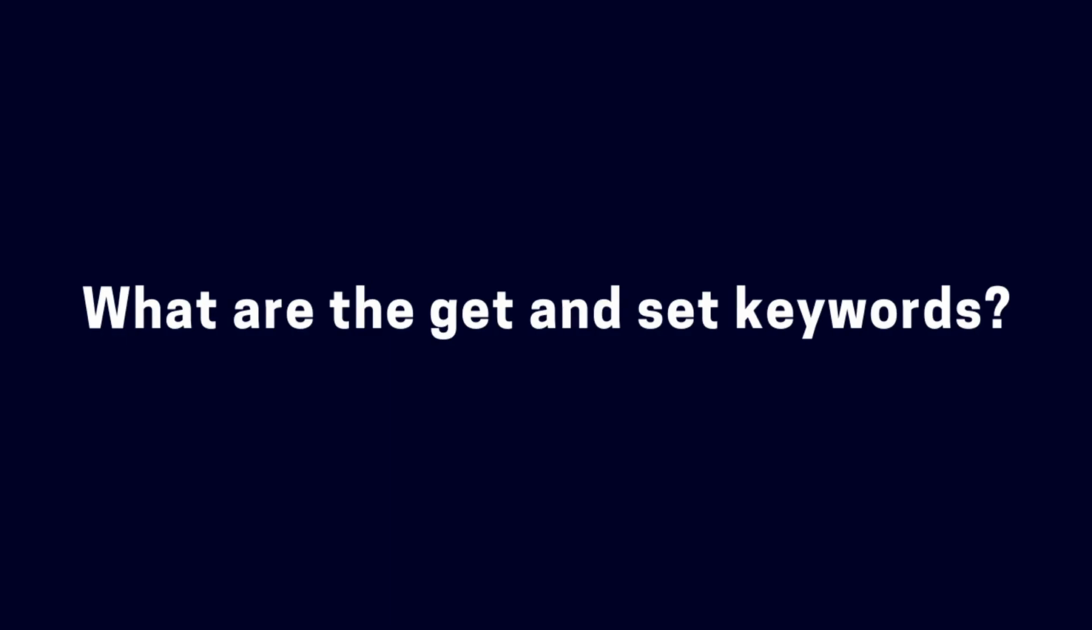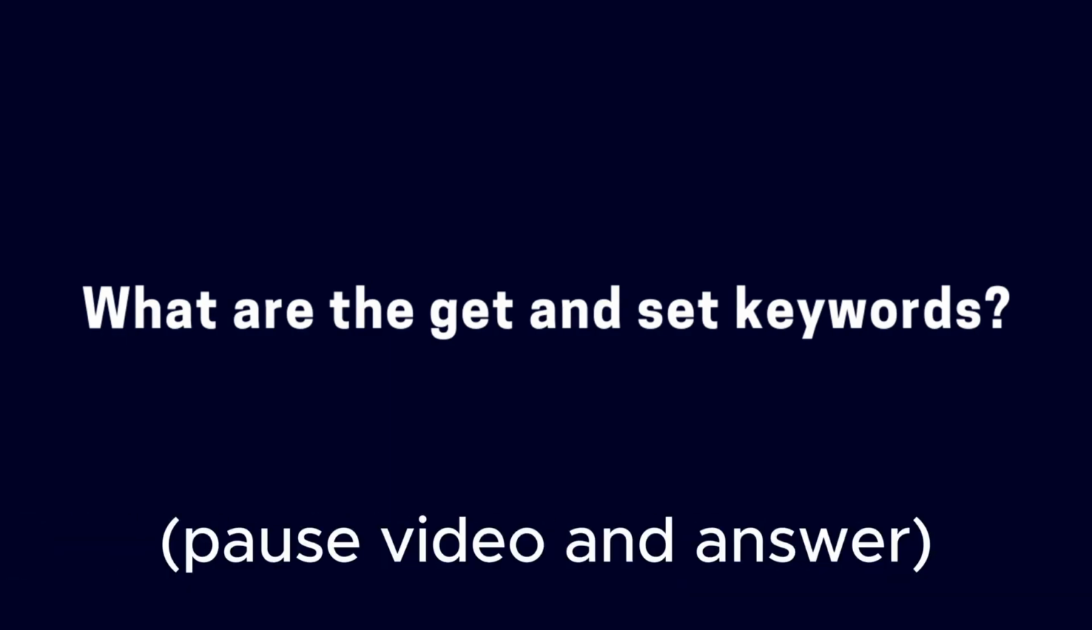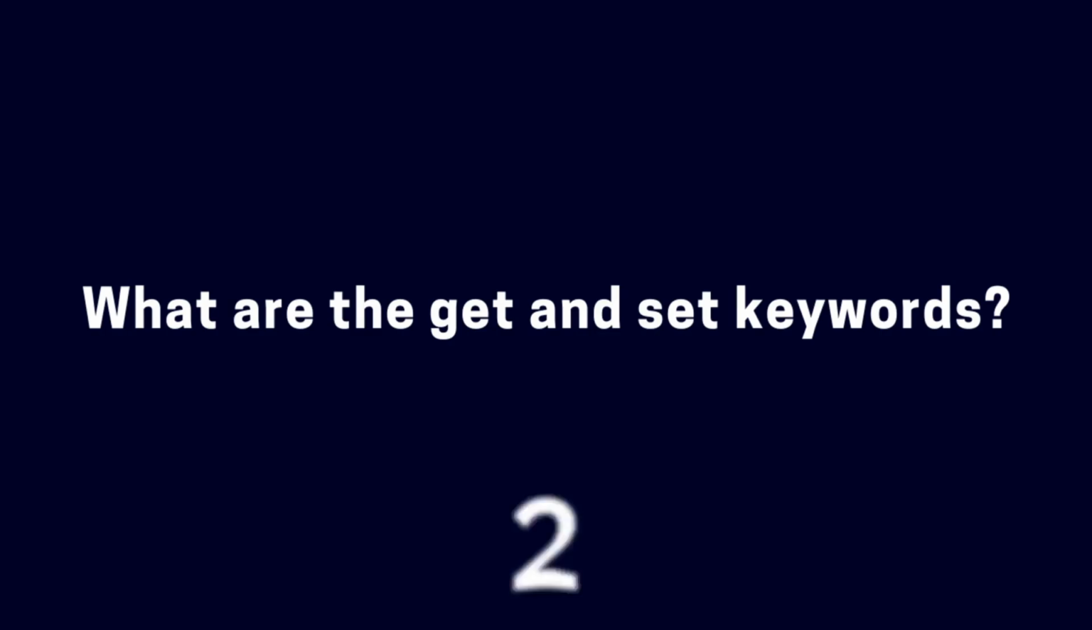What are the get and set keywords? The get and set keywords can be used within object literals or classes in order to define getters and setters. This enables you to use a method as if it were a property. The benefit of using getters and setters is that it can improve data encapsulation and provide a more intuitive interface for interacting with an object's properties.